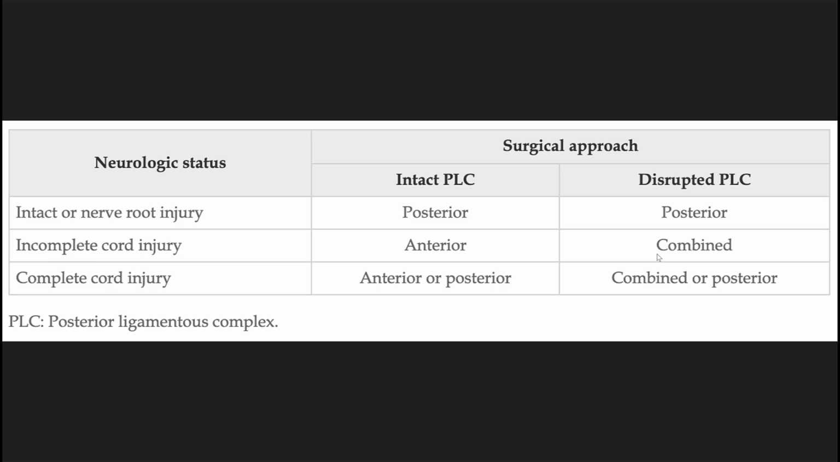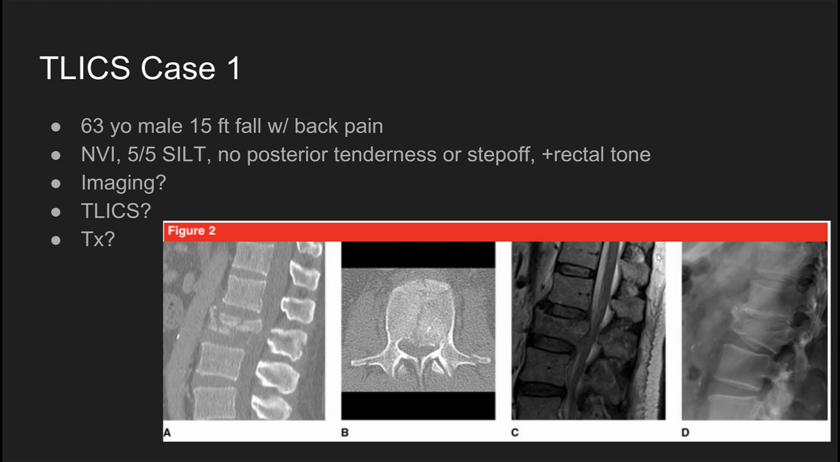So here are some of the cases in that TLICS article, and I think these are very good. They go through the whole thing. A 63-year-old male, 15-foot fall. He has back pain, but he's neurovascularly intact, 5 out of 5 motors, sensation intact to light touch. There's no posterior tenderness or step off, and he has good rectal tone. So with the imaging shown there, what would you score it with TLICS scoring, and what's the treatment? Just going through the whole case.